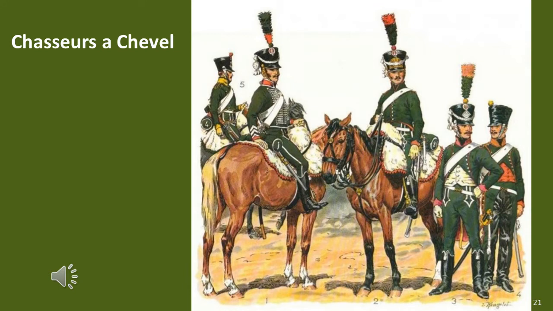The chasseurs à cheval were the standard French light cavalry. They had small but fast and mobile horses, were armed with a sabre, and were designed to fight other cavalry from the side rather than forward. They were excellent scouting and reconnaissance cavalry.